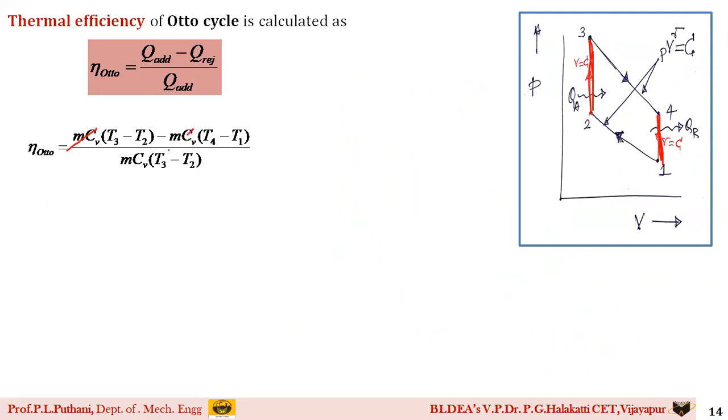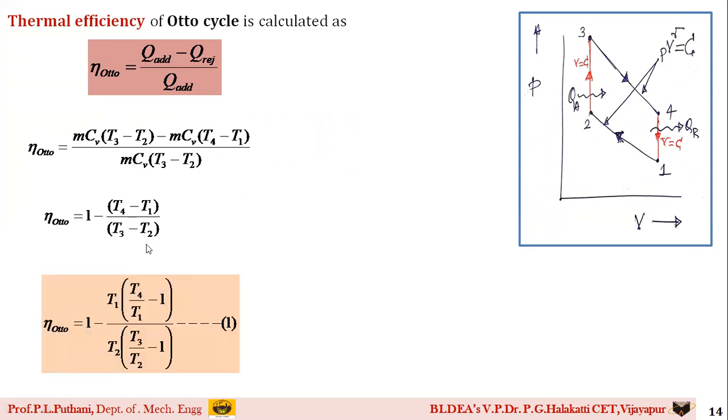These terms are in common, so they get cancelled, and on simplification, the term T3 minus T2 goes to the other side and it becomes 1 minus (T4 minus T1) by (T3 minus T2). In the numerator, if I take T1 as common and T2 as common in the denominator, the equation reduces to this form: (T4 by T1 minus 1) by (T3 by T2 minus 1).